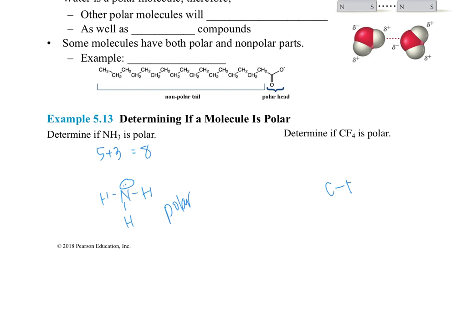CF4 has 28 plus 4, so 32 electrons. 2, 4, 6, 8, 10, 12, 14, 16, 18, 20, 22, 24, 26, 28, 30, 32. So these have very polar bonds. Fluorine is pulling on the electrons in those bonds, but because there are no lone pairs on my carbon, those polar bonds will cancel out. So this is nonpolar.